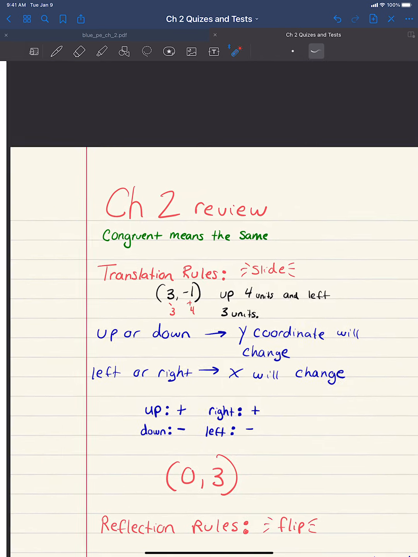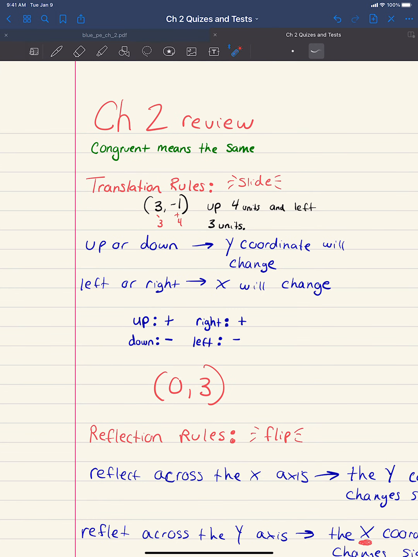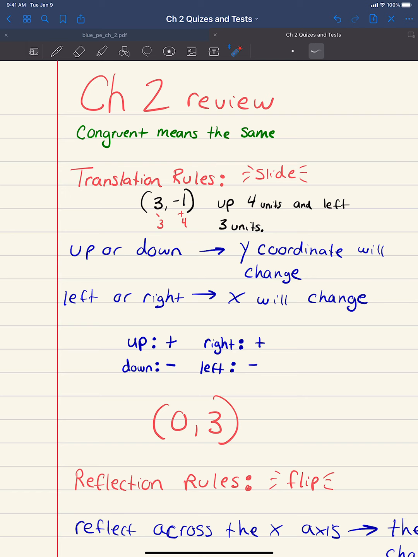Translation rules. We learned this in the first section, okay? Translation just means slide. Here are the rules. If you see the word up or down, it means you're dealing with the y coordinate. If you see the words left or right, it means you're dealing with the x coordinate. We also learned that up means you're adding, down means you're subtracting, right means you're adding, and left means you're subtracting, okay? We put those in our special notes, and you put those on your note cards before, right? So this shouldn't be new information to you.